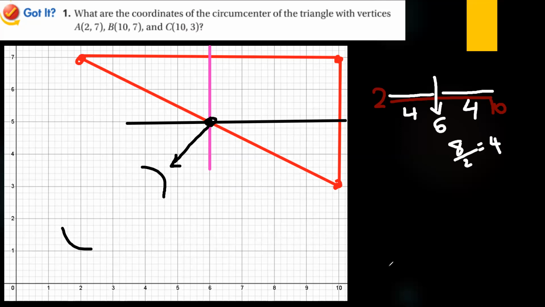Now, what do I need to find? I need to find the coordinates of the circumcenter. The coordinates are x and y. What is the value of x? 6. And the value of y? 5. So they are 6, 5. This is the coordinates of the circumcenter of a triangle.